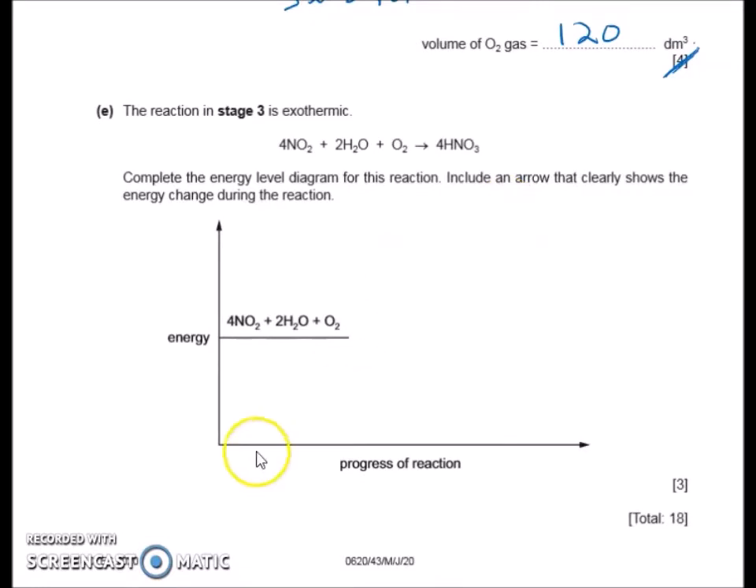It shows the reaction in stage 3 is exothermic. It means it's releasing heat. Now this is the equation. Complete the energy level diagram for this reaction. Include an arrow that clearly shows energy change during the reaction. So if it is exothermic, it's releasing heat outside, so you should draw downward.